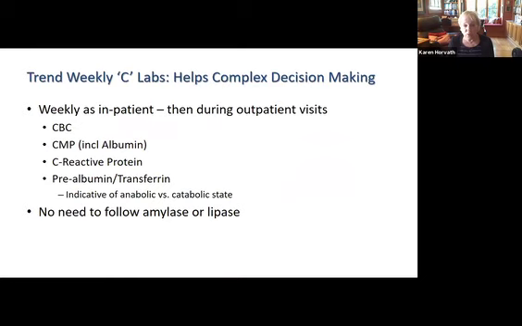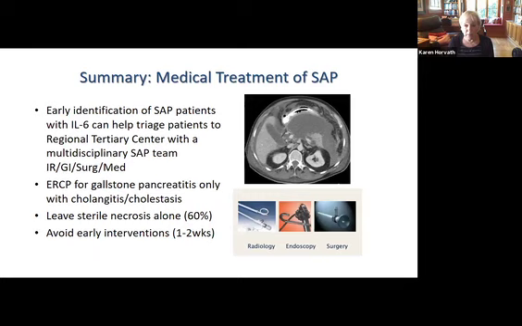I call them the weekly C labs, and these really help with complex decision making in this patient population. We get them weekly as an inpatient and then during all outpatient visits. They include the CBC, the CMP, the Comprehensive Metabolic Panel, the C reactive protein, and a prealbumin. There is no need to follow amylase or lipase in these patients outside of the initial presentation, and it's basically a waste of the patient's money.